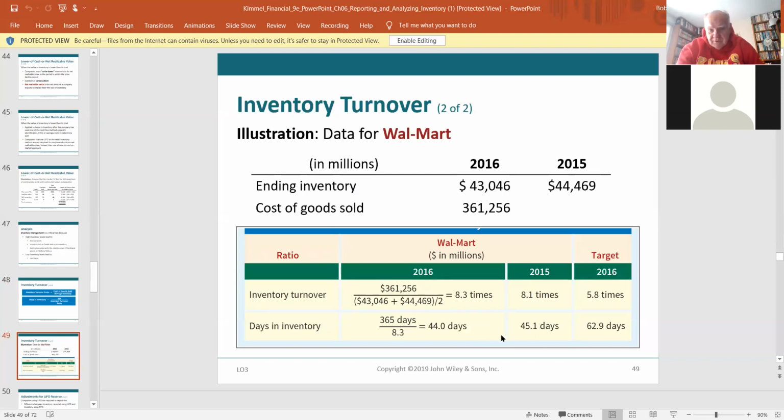Target takes longer. So just looking at those two numbers, Walmart has a real advantage over Target. The difference is about 18, it's almost 19 days. That's 2.5 weeks of inventory that Target has to carry compared to Walmart, and that can be very expensive.